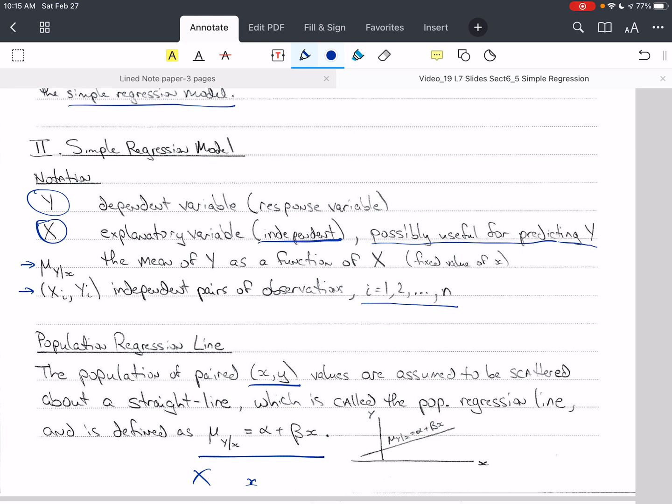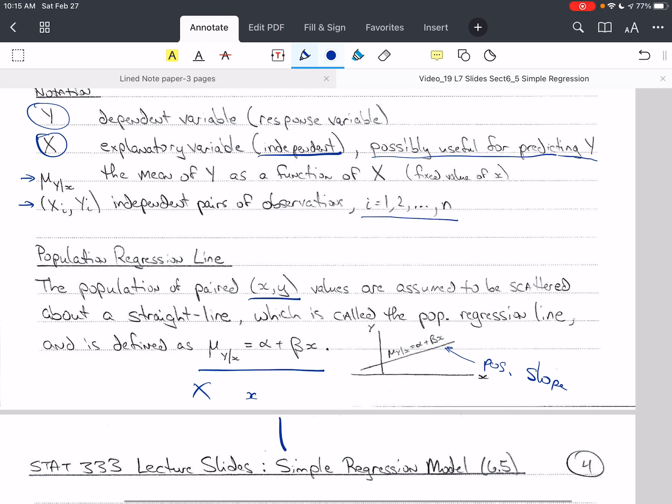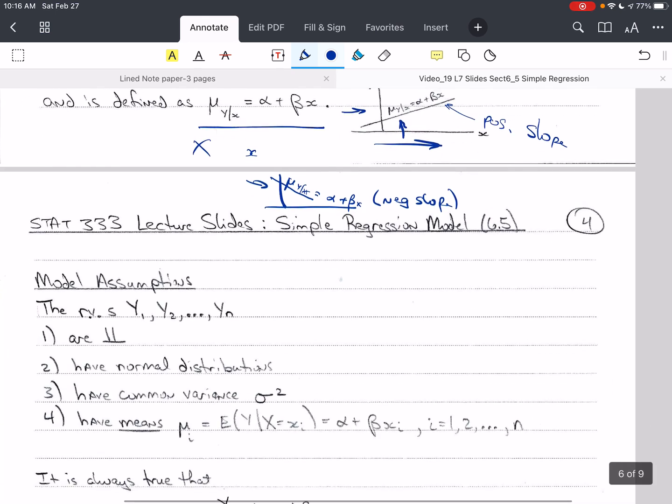Okay, and so we have this line, and this is showing a positive slope, but it doesn't have to be a positive slope. We could have a negative slope as well. So that would be a negative slope. In other words, as x increases, y decreases in this picture. As x increases this way, y increases. That's a positive slope. All right.